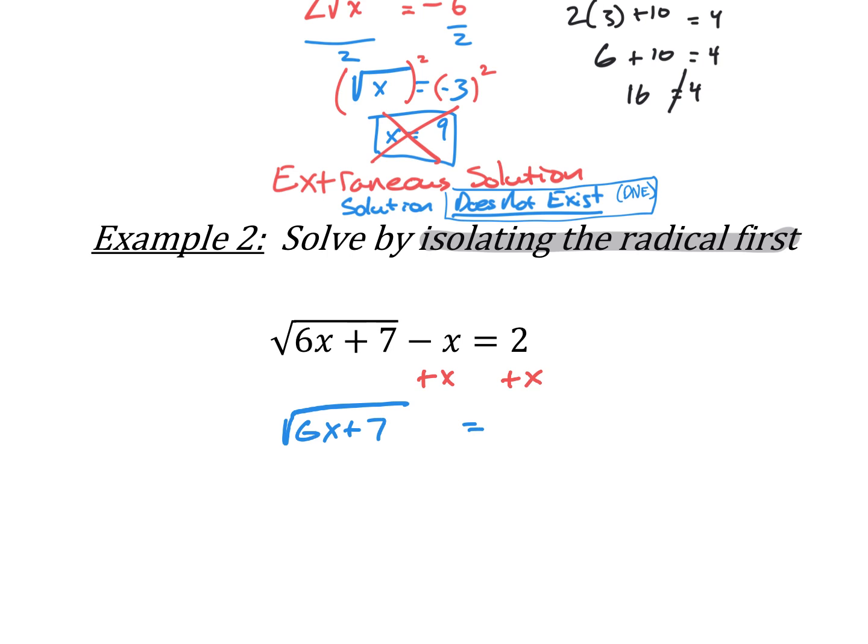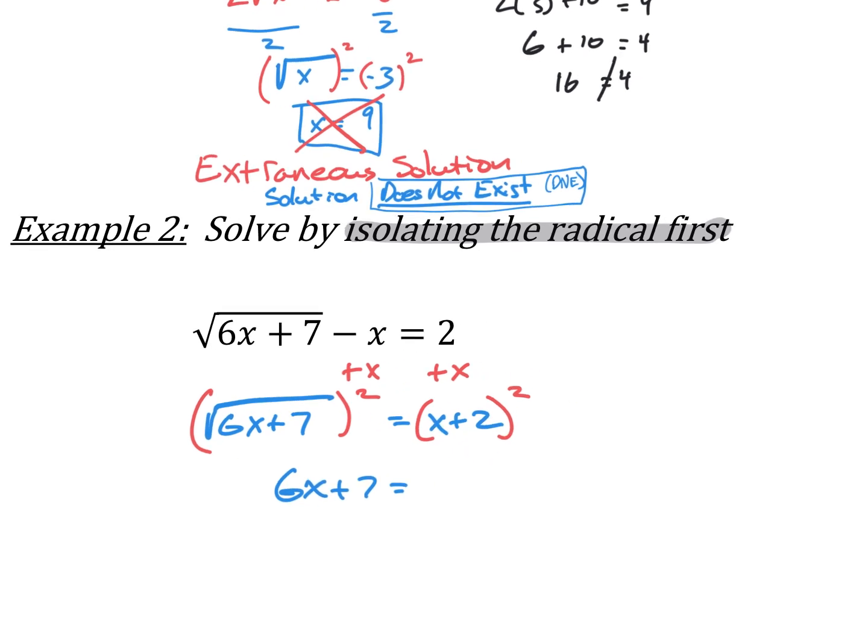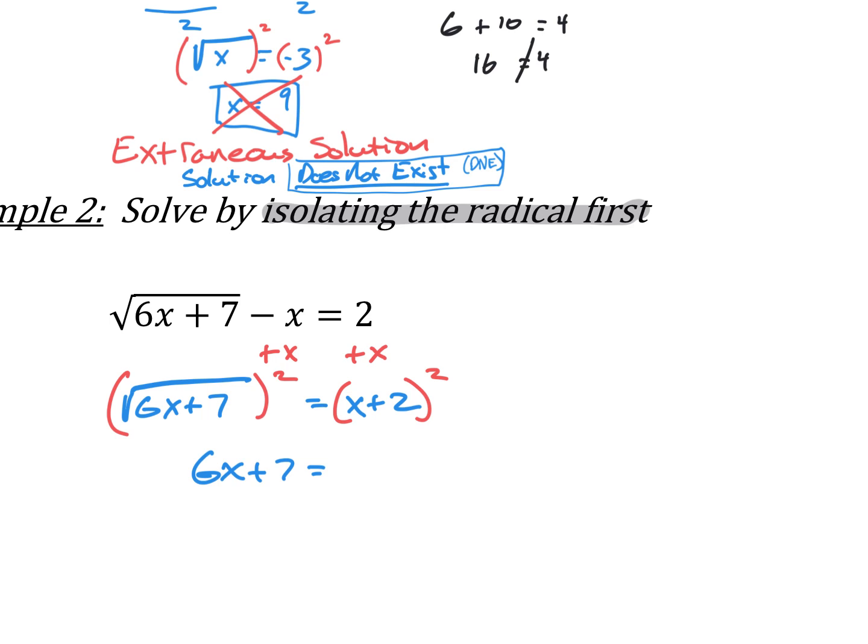Or actually, I'm going to write that as x plus 2. Doesn't really matter, but you'll see why. All right. Now we got the radical all by itself, so now we can square that. And so we end up with 6x plus 7 equals, now do you remember how to square this? We have a rule we can use, or we can just write it out. So we have x plus 2 times x plus 2.